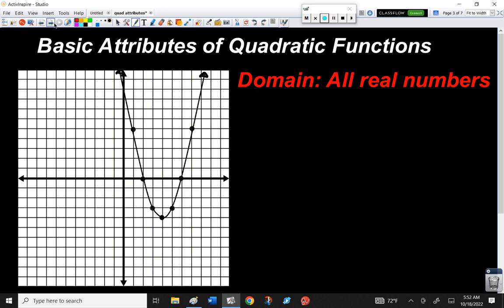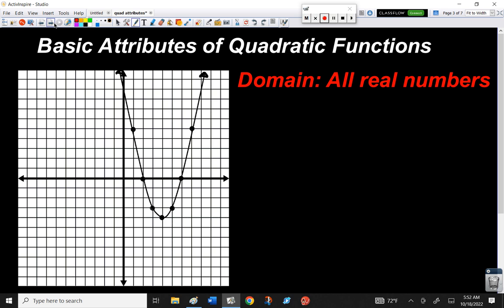The domain. The x values for a quadratic function is all real numbers. Doesn't matter what it looks like. A quadratic function always has all real numbers as the domain.